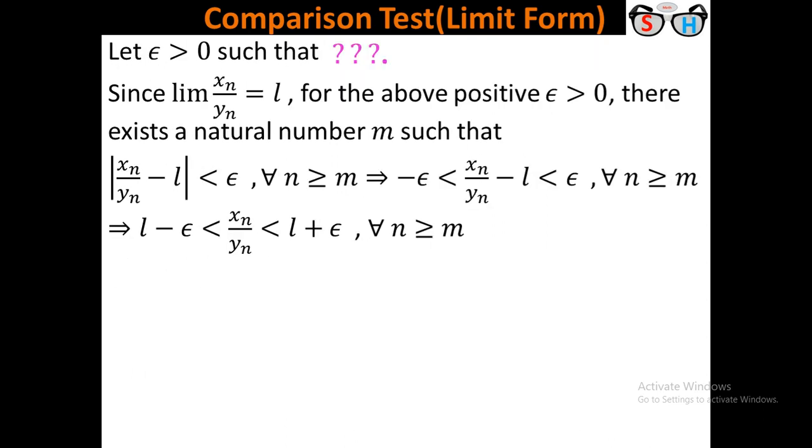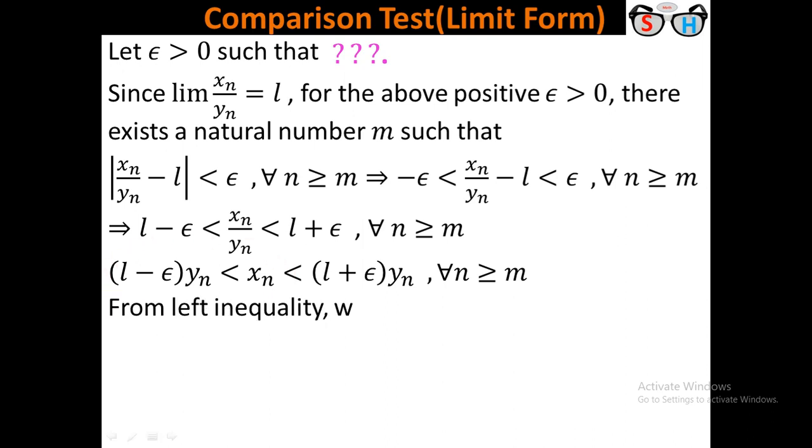Now I multiply the inequality by yn. The inequality remains unchanged because here yn is positive. So if you multiply the relation by yn, then the inequality must be unchanged. That is, L minus epsilon into yn less than xn less than L plus epsilon into yn. Now we consider the left inequality. So from the left inequality we get L minus epsilon into yn less than xn.